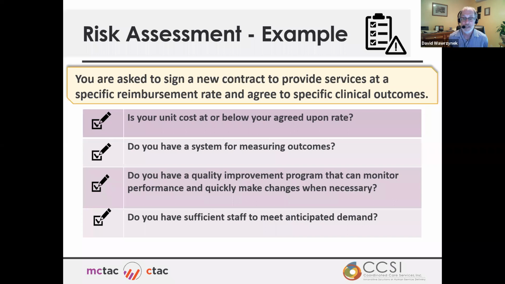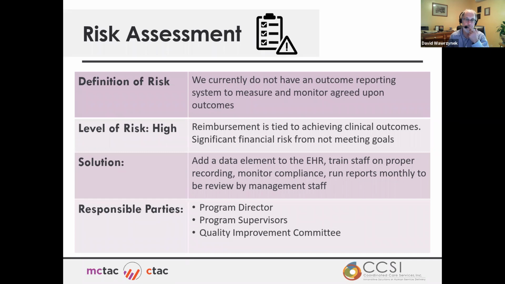And do you have sufficient staff to meet anticipated demand? The risk is that we're understaffed. We can have a risk that we're overstaffed, and then you, again, have financial risk. So this is just an example of something new within the system and some of the questions that I would go through to begin understanding where our risks are for some key components. So let's take this a little further.